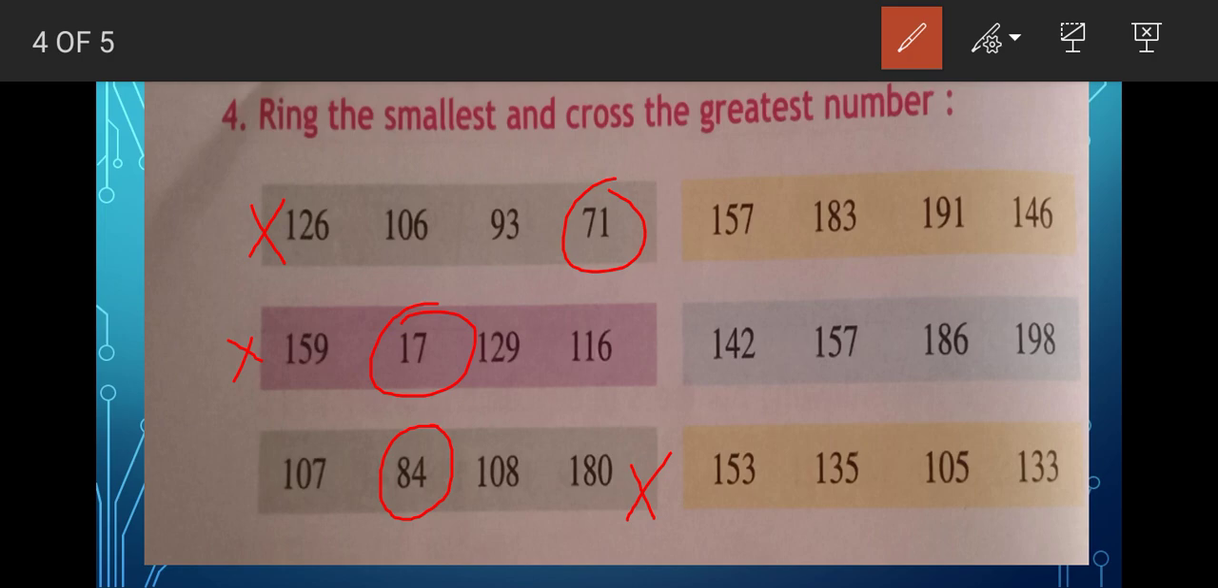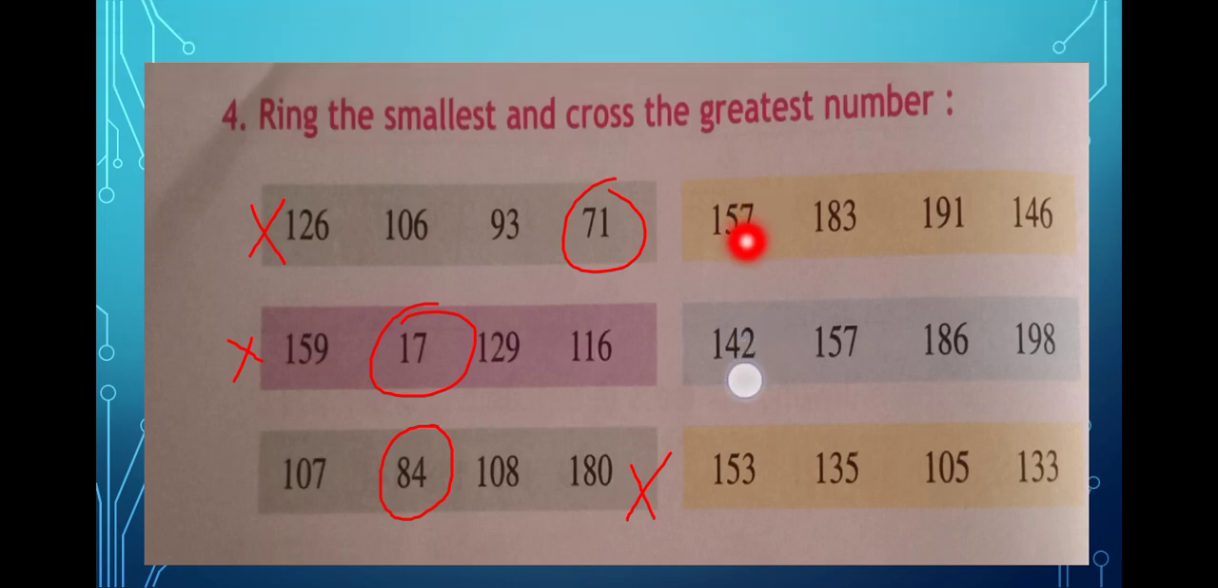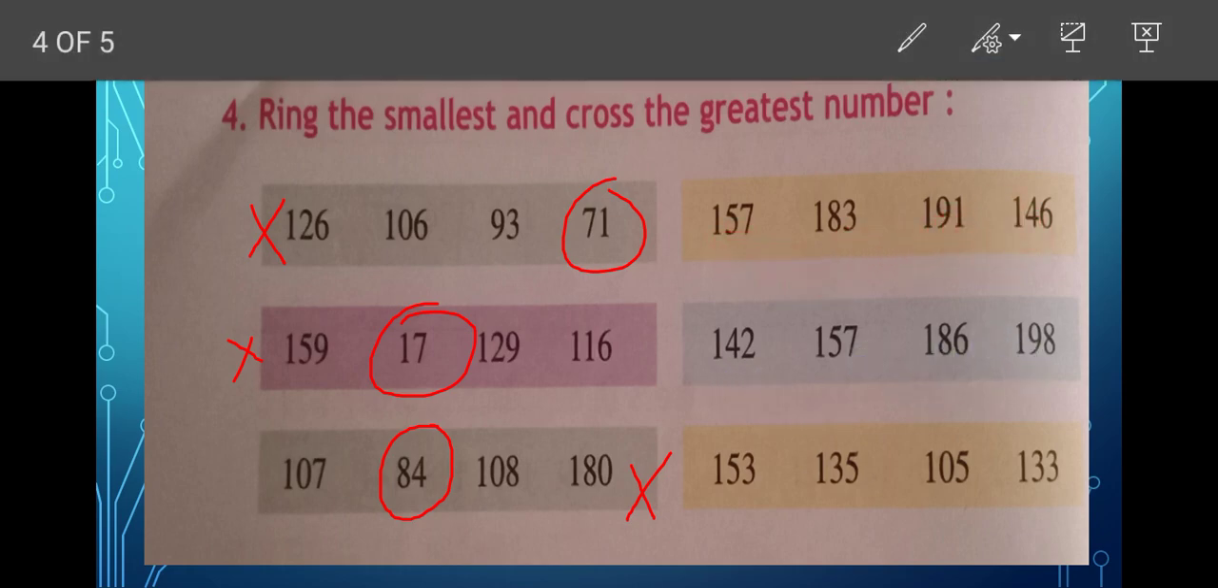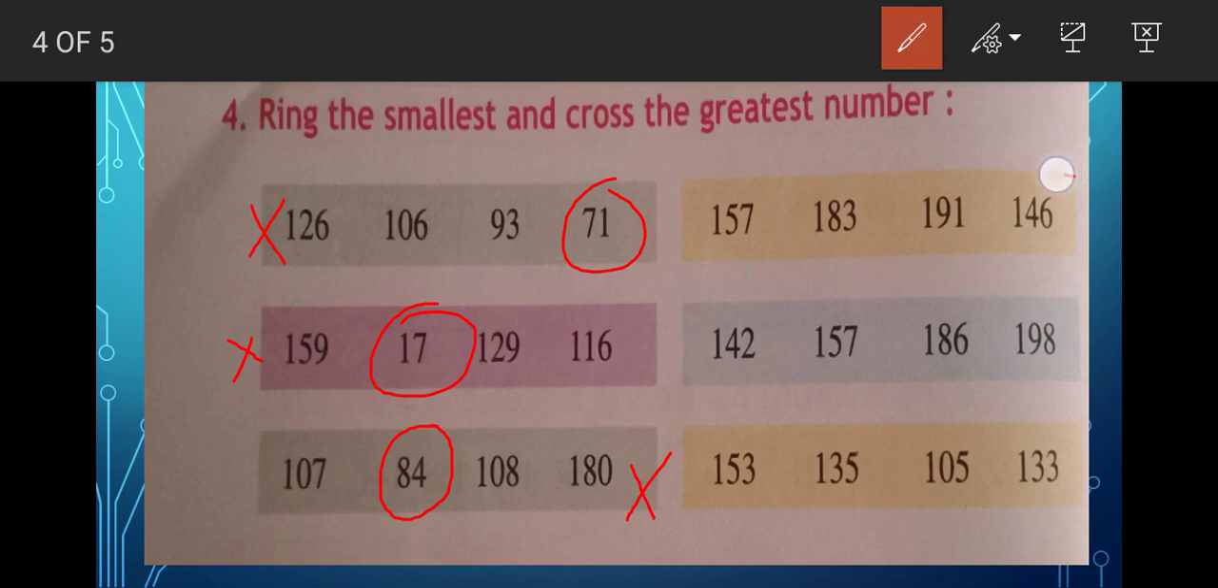Okay children, in the same way, this one also, which is the smallest one? All are having 3 digits. Now you find out which is the smallest one. Tens place, you see 5, 8, 9, 4. That means 4 is smallest. 4 is smallest means 146 is the smallest one, and the greatest one is 191.